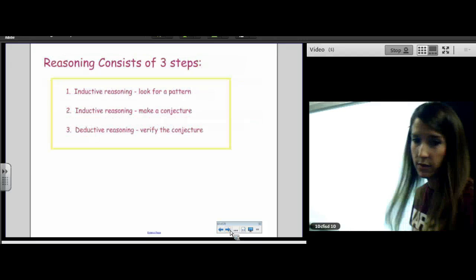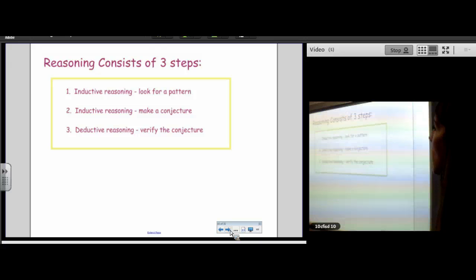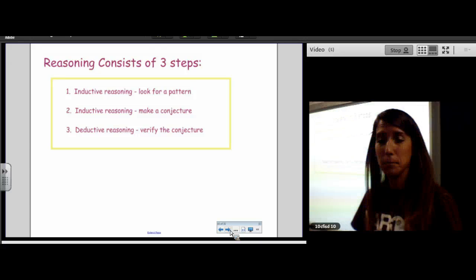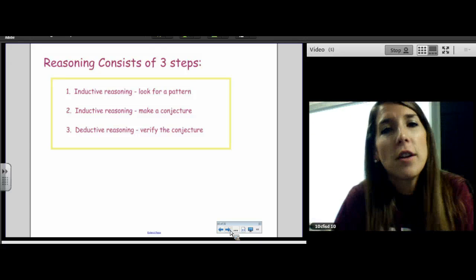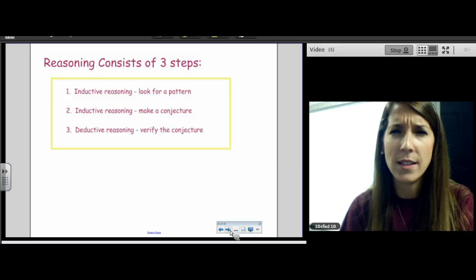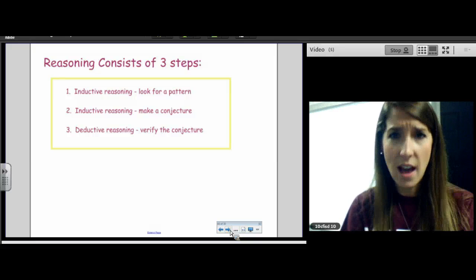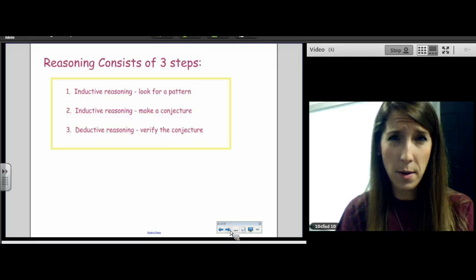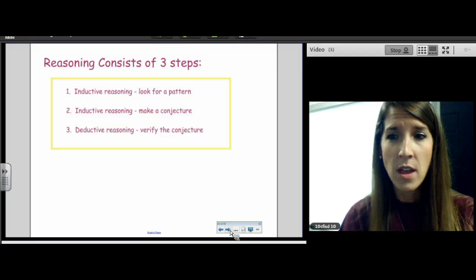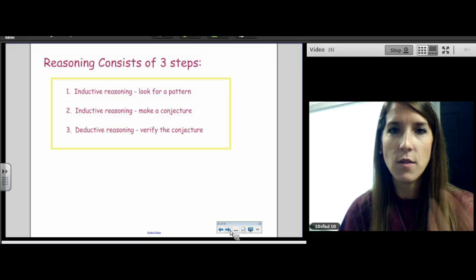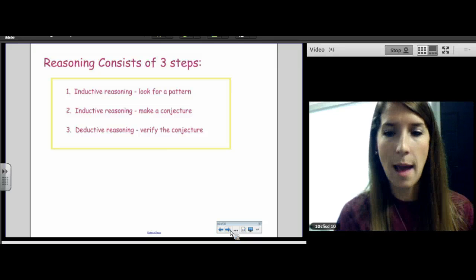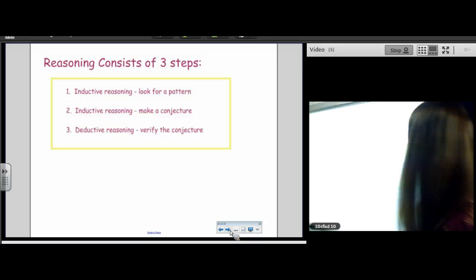Hypothesis is inductive, yes. Okay, so when you are reasoning through something, first you look for a pattern. Is something happening the same every time? Then you make a hypothesis or a conjecture. Those are pretty much interchangeable for our purposes. And then you make sure you verify it. You test it out. You do the lab, whatever you're working on, okay?